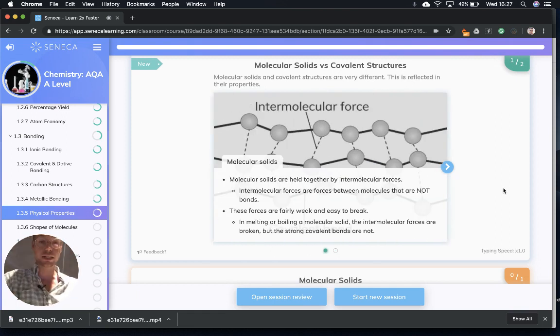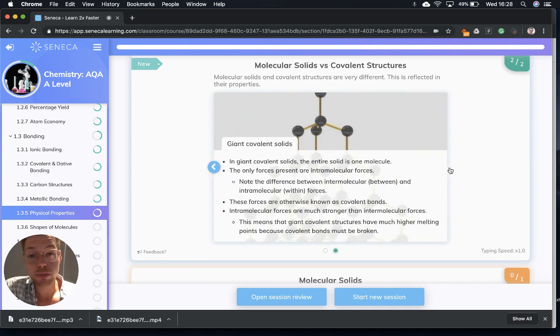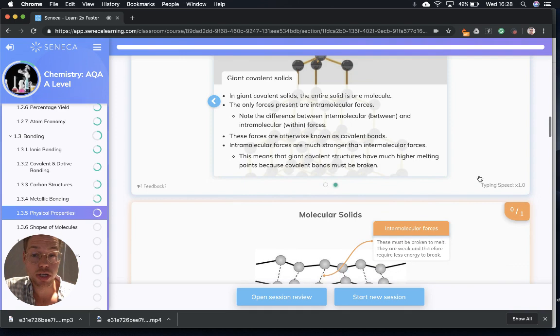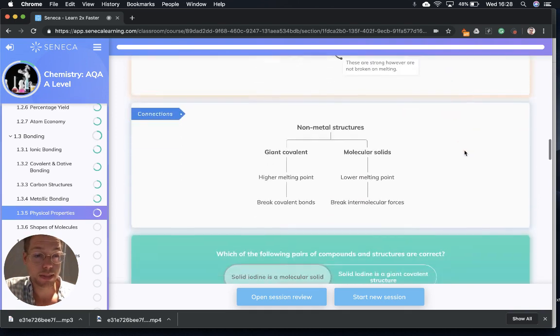So in melting or boiling a molecular solid, the intermolecular forces are broken, but the strong covalent bonds are not. So when we melt or boil a molecular solid, remember we break the intermolecular forces, but not the bonds. Next, we're going on to talk about giant covalent structures. In giant covalent solids, the entire solid is one molecule. The only forces present are intramolecular forces. Note the difference between inter-, meaning between, and intra-, meaning within, molecular forces. The forces in giant covalent solids are otherwise known as covalent bonds. So covalent bonds are an intramolecular force, and intramolecular forces are much stronger than intermolecular forces. This means that giant covalent structures have a much higher melting point because covalent bonds must be broken.